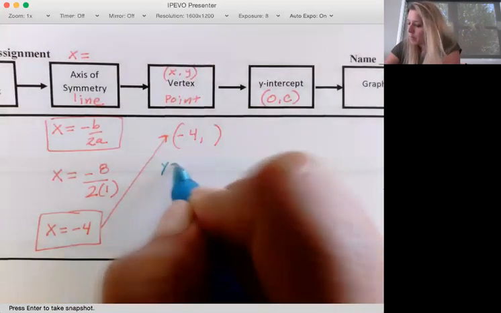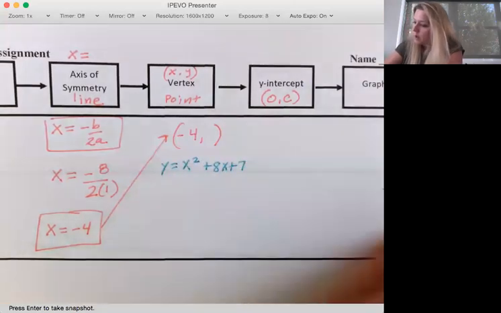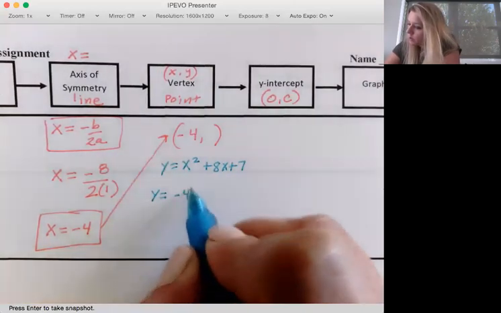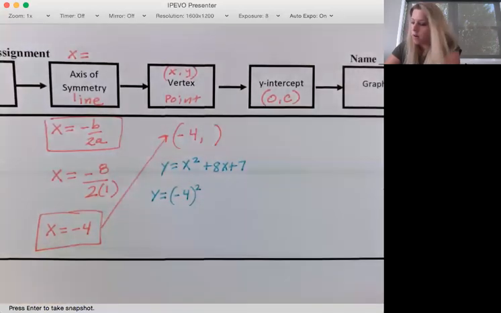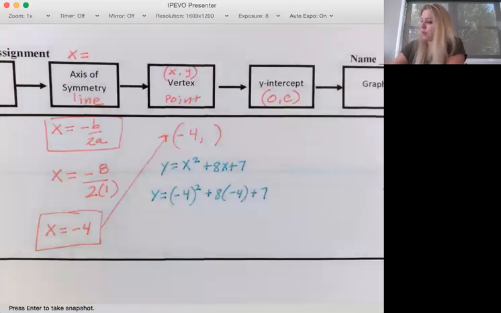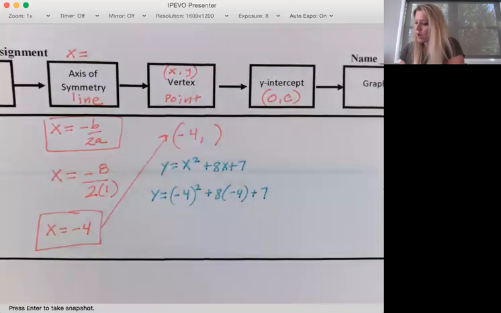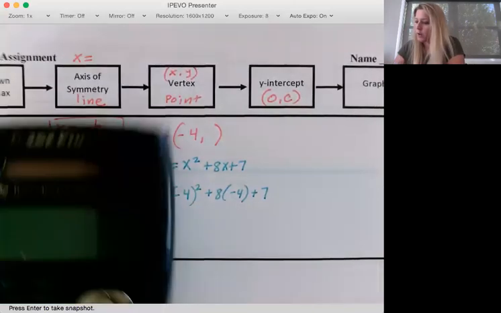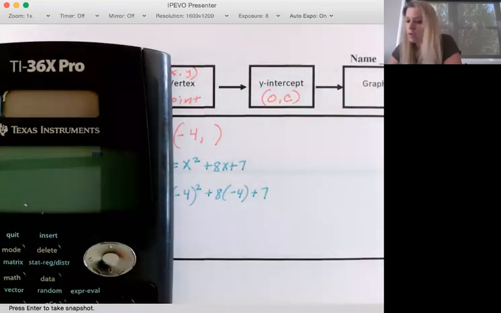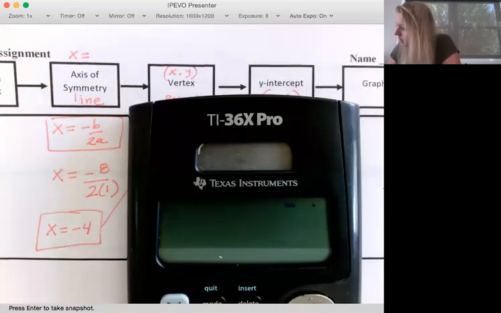So I'm going to rewrite my equation, x squared plus 8x plus 7. And I'm going to figure out what y is, so that's going to be there. Negative 4 squared, very important to put parentheses around there, plus 8 times negative 4 plus 7. Okay, so now I'm going to use my calculator to help us out a little bit. And you could actually plug this directly into the calculator. Just keep in mind you have to make sure that you put parentheses around your negative 4.